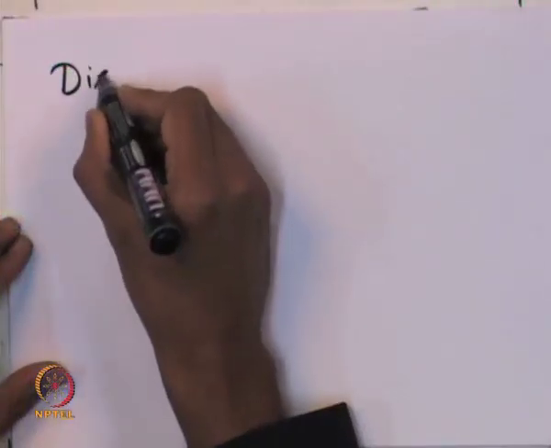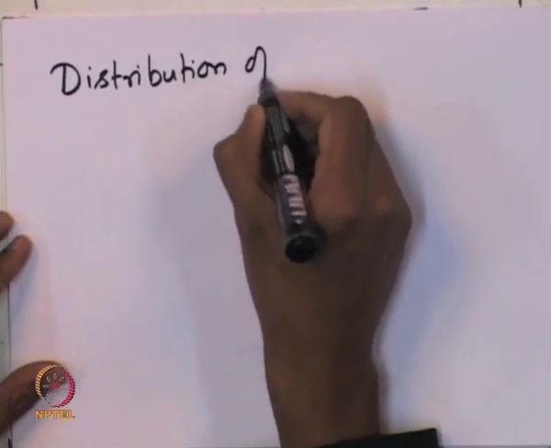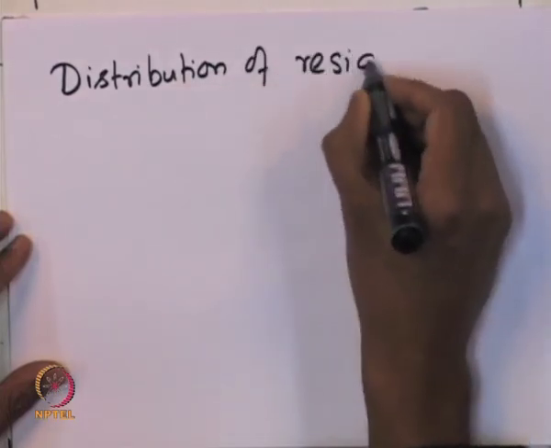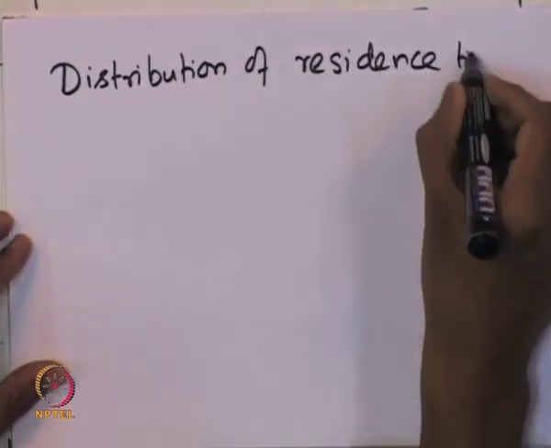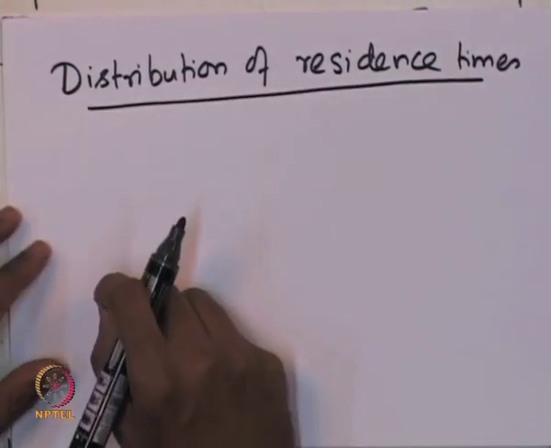Friends, starting from this lecture, for the rest of the course, we will be looking at the non-ideal reactors, how to characterize non-ideality in reactors. So, for this we will be particularly looking at the distribution of residence time for chemical reactors.